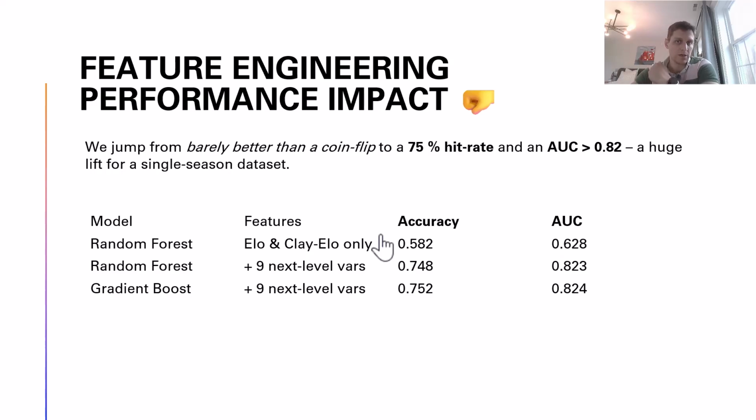So with some feature engineering, the performance impact is actually quite significant. As you can see, I'm just looking here at the random forest, that was 58%. We've gone all the way to almost 75%, with a pretty good area under the curve metric. And it's actually a very huge lift for just a single season data set. So I'm still just looking at 2024 only. Those 9 additional features give me a lot more predictive power, which is quite interesting. And this is true both for the random forest and for the gradient boosting method.